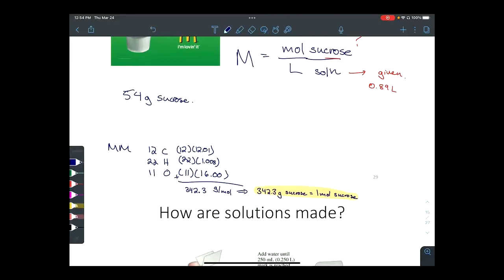So I'm going to go back to that gram amount that they gave us. It's 54 grams. So where am I going to put the 342 grams, on the top or the bottom? Bottom. So 342.3 grams of sucrose is 1 mole of sucrose. So then just stick that into your calculator, and you get that 54 grams is 0.15776 moles of sucrose.